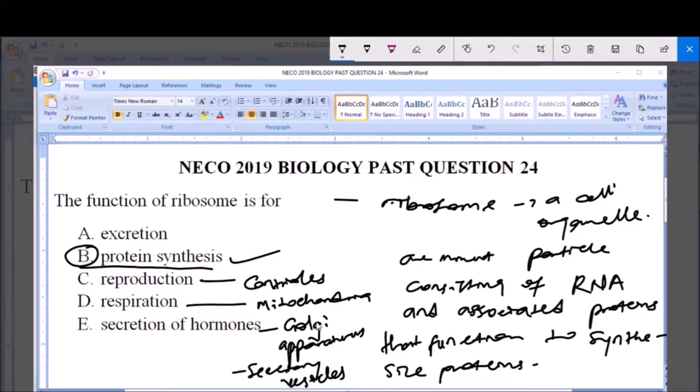The Golgi apparatus actually helps to package these hormones and distribute them. Then the secretory vesicles secrete these hormones. Then for excretion, you can see even the cell membrane here. The cell membrane in some organisms actually helps in removal of unwanted substances as excretion. But the part responsible for protein synthesis is the ribosome. So ribosome is responsible for protein synthesis. And that is option B.